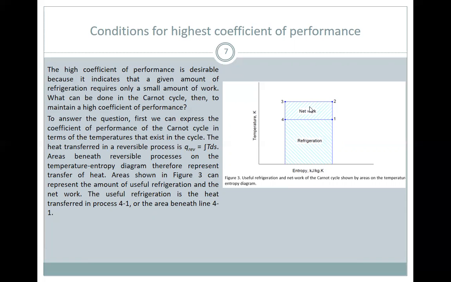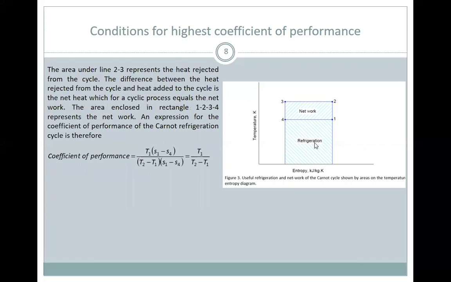Total niya is yung heat rejection. So the useful refrigeration is the heat transfer process 4 to 1. So underneath the area beneath line 4 to 1. So the area under line 2 to 3 represents the heat rejected from the cycle. Under 2 to 3 is ipit to lahat. So the difference between the heat rejected from the cycle and heat added to the cycle is the net heat, which for a cyclic process equals the net work. The area enclosed in rectangle 1, 2, 3, 4 represents the net work.